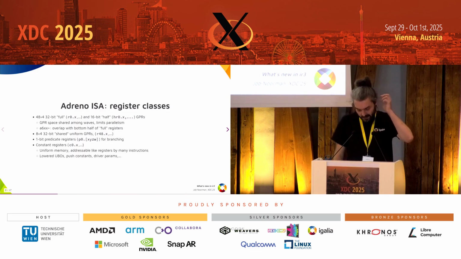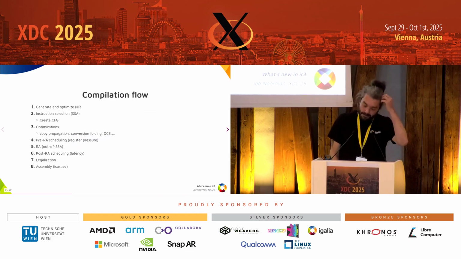And then one last one I wanted to discuss is something called constant registers. This is a pretty interesting register class as it's backed by uniform memory. But they are addressable like any other register by most instructions. So most instructions can address at least one constant register, but it's actually kind of a memory operation without the latency that you would normally get from a memory operation. It's up to the driver to decide what to do with this constant register space, and we, for example, use it to lower UBOs, push constants, or driver params to these registers.